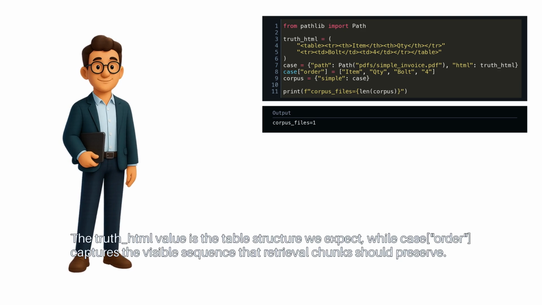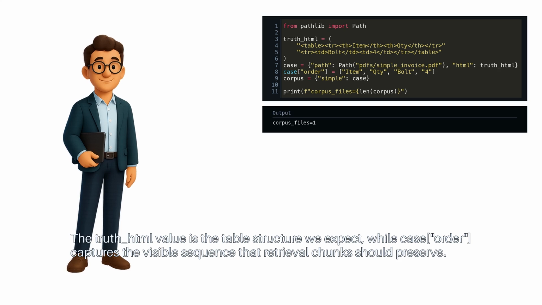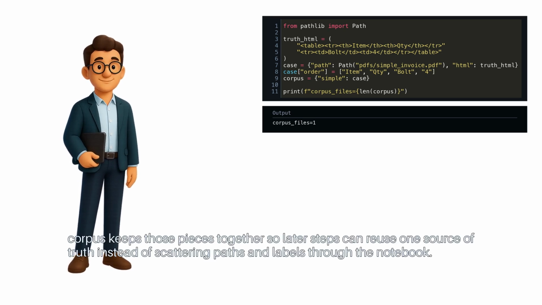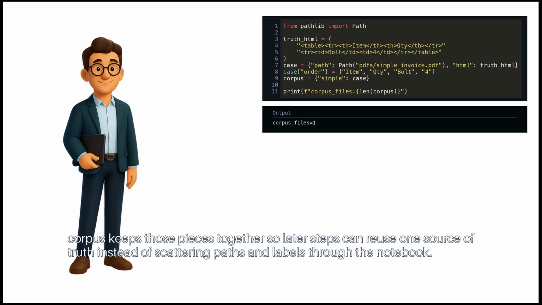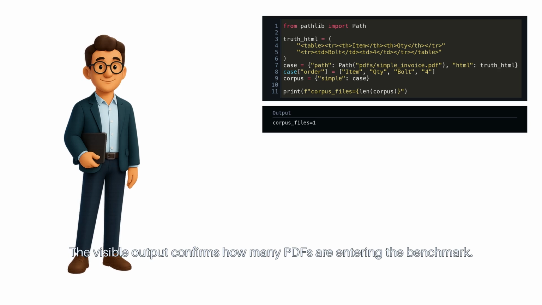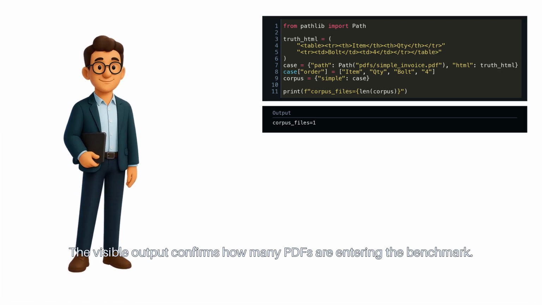The truth HTML value is the table structure we expect, while case order captures the visible sequence that retrieval chunks should preserve. Corpus keeps those pieces together, so later steps can reuse one source of truth instead of scattering paths and labels through the notebook. The visible output confirms how many PDFs are entering the benchmark.